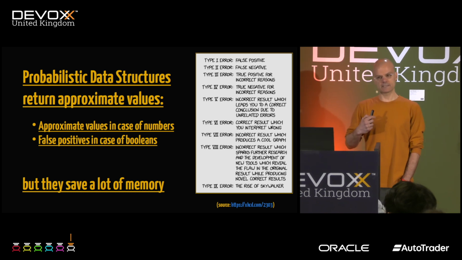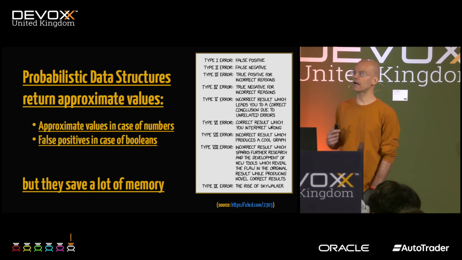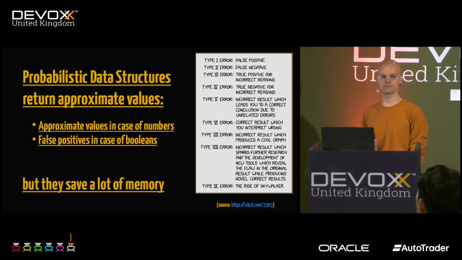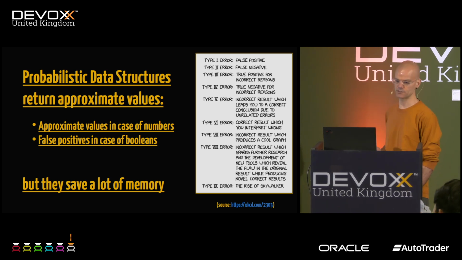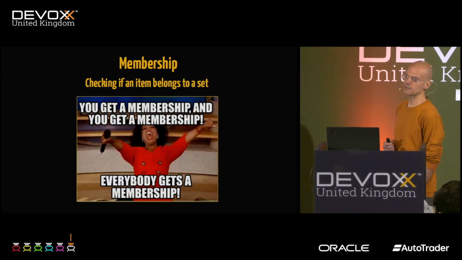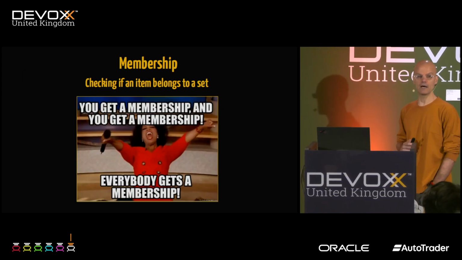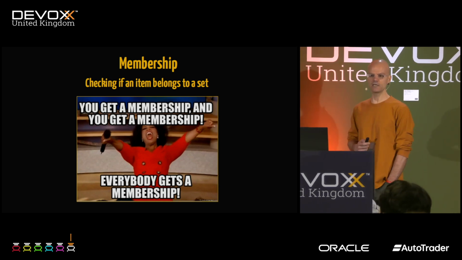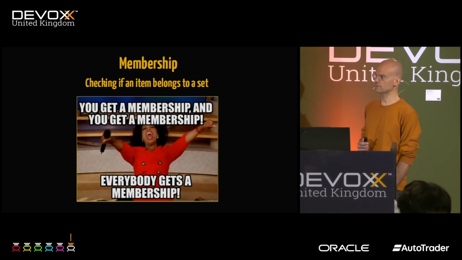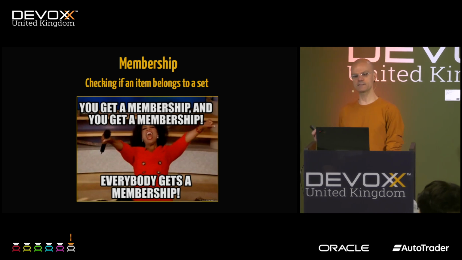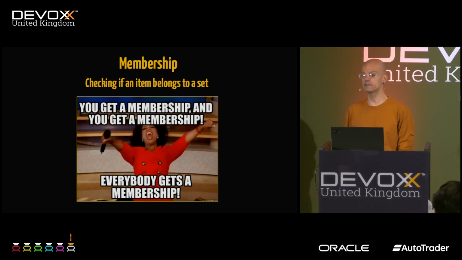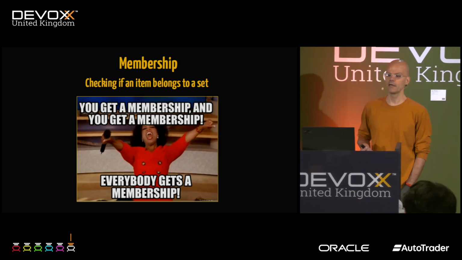What they do give us, in turn, is that they allow us to save a lot of memory, which is the main reason why we use probabilistic data structures. So let's start with the first class of problems, membership. What is membership? It is checking if an item belongs to a set. So as I mentioned before, in this case, from this class of data structures, we expect a Boolean value. An item is belonging or not.